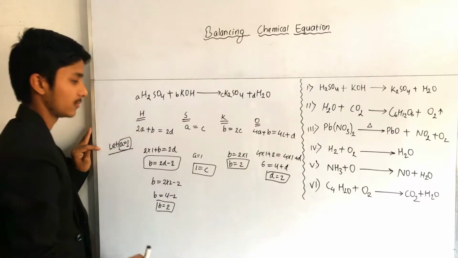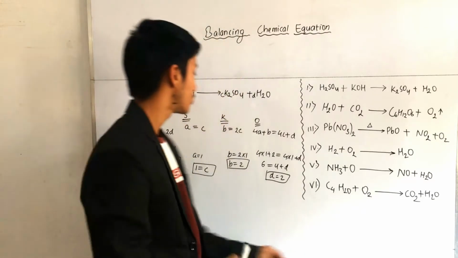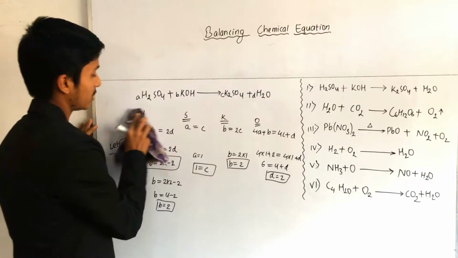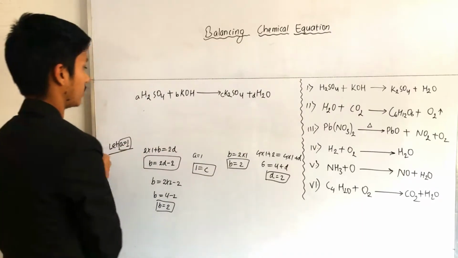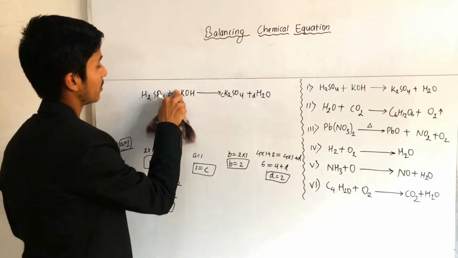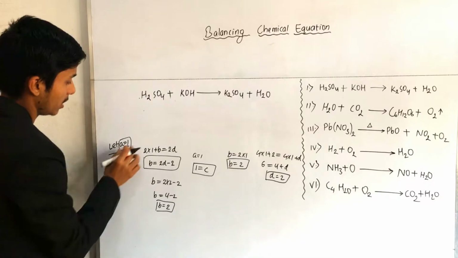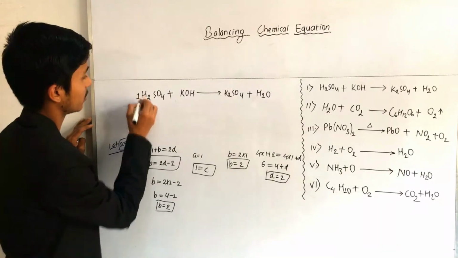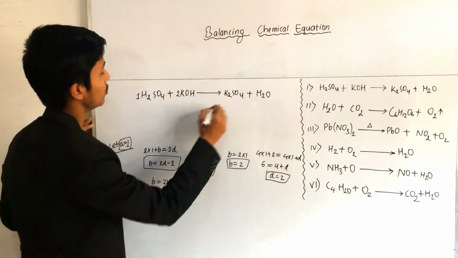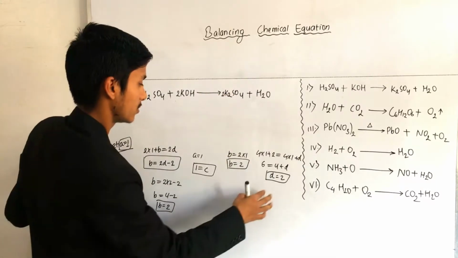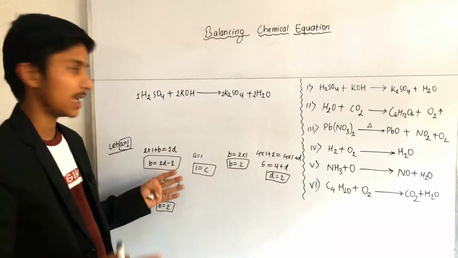These are all the values of the coefficients, that is, the alphabets. Now we put all these values in our chemical equation. Here A is equal to 1, B is equal to 2, similarly C is equal to 1, no need to put it, and D is equal to 2. Now you can see the equation is balanced.